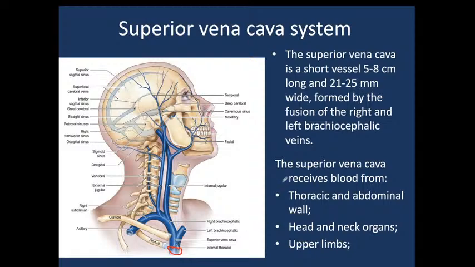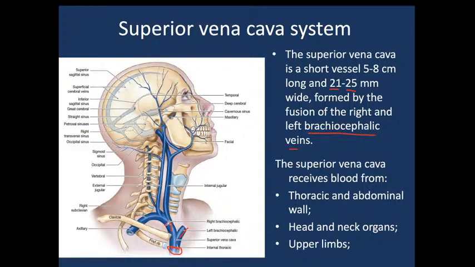And as you see, the superior vena cava is quite a short vessel, only up to 8 centimeters long, but the diameter is large, 21-25 millimeters. It is formed by the fusion of the right and left brachiocephalic veins. Here is the name, brachiocephalic veins.